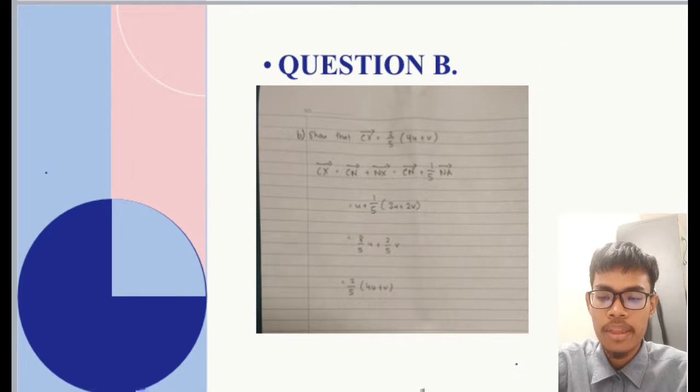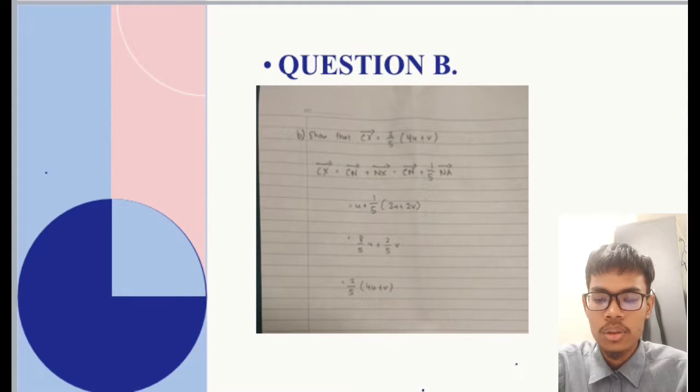For question B, we have to prove that vector CS is equal to 2 per 5 times (4u plus v). So, vector CS is equal to vector Cn plus vector Nx, equals vector Cn plus 1 per 5 vector Na. And it will be u plus 1 per 5 times (3u plus 2v). To simplify, 8 per 5 u plus 2 per 5 v, and the answer is 2 per 5 times (4u plus v).